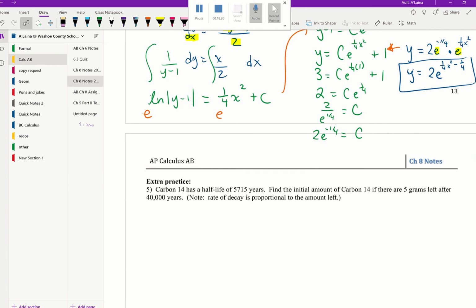The next few problems are extra practice, and so maybe pause the video, and then when you are ready, you can go ahead and restart it and see how it goes.